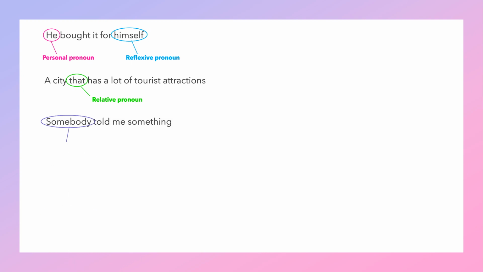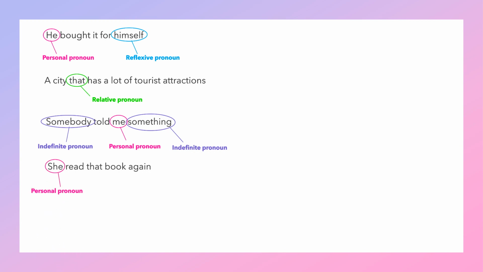Next one, somebody would be indefinite pronoun. Me being a personal pronoun and something also being an indefinite pronoun. This is because somebody and something are very general, they're not specific. Next one, she read that book again. She being a personal pronoun, that being a demonstrative pronoun because it's not just she read a book again, she read that specific book.